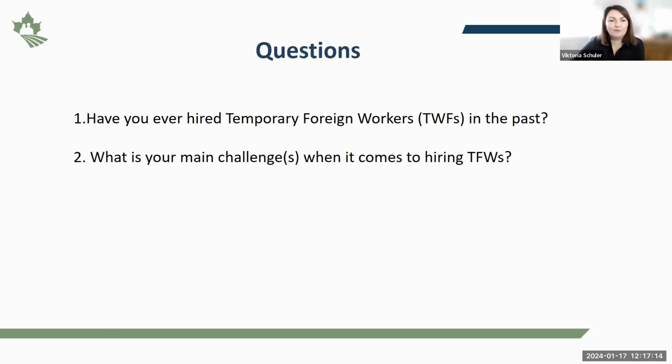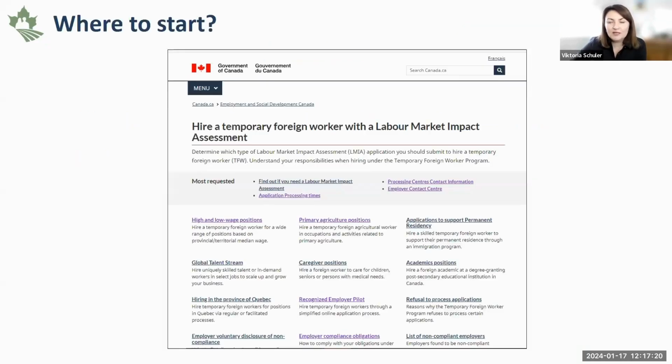Okay, so one employer is thinking about hiring a temporary foreign worker. The first thing, we go to the Government of Canada website, and this is how it looks. Hire a temporary foreign worker with the labour market impact assessment. It provides you with a variety of different streams and different options.